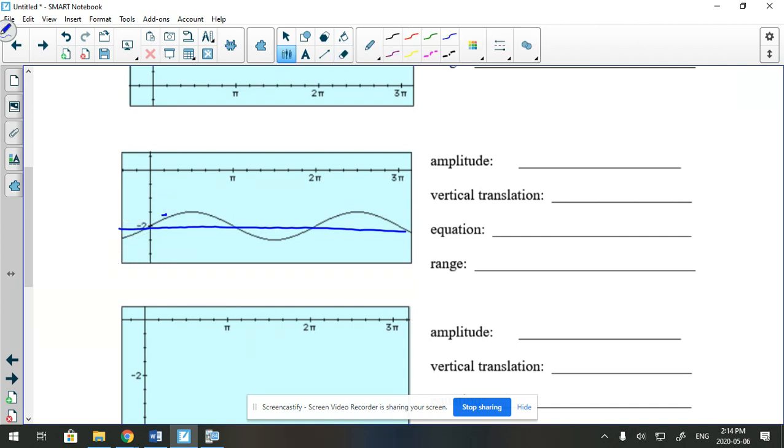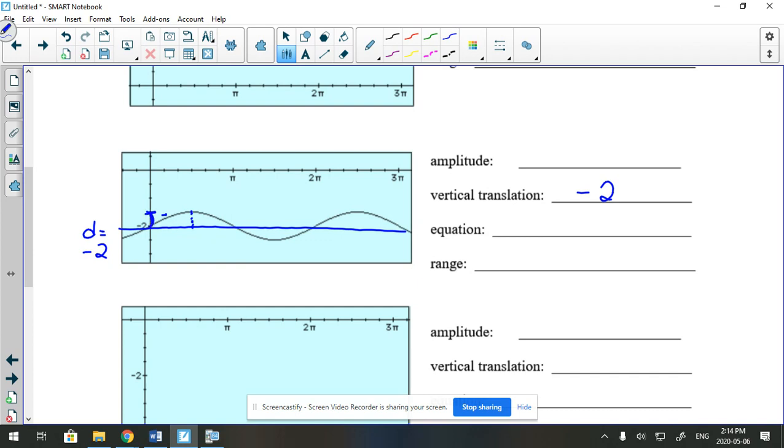Okay, so my midline is my d value, which I can see is at -2. So my vertical translation is at -2. That's my midline there. Now we can figure out my amplitude. My amplitude is from the highest peak to the midline. So I want to know the distance from here to here.